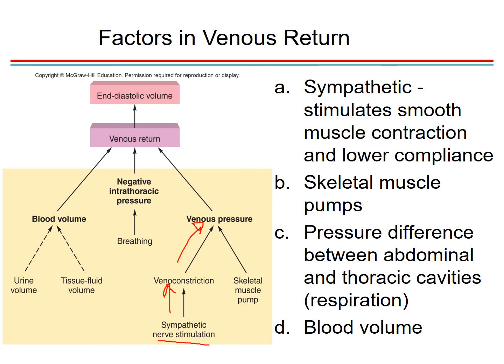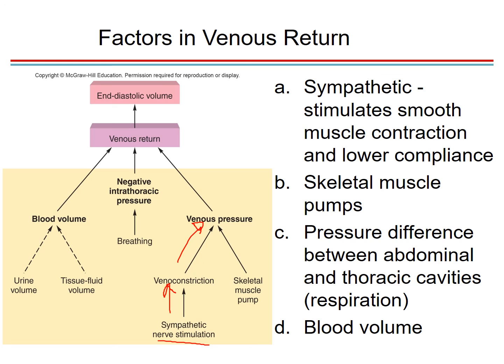So another factor is going to be skeletal muscle pumps that we find within the veins, and so these are going to squeeze the veins during muscular contraction. And then the third one is pressure differences between the abdominal and thoracic cavities. And so contraction of the diaphragm during inhalation is going to increase the thoracic volume and decrease abdominal volume. And so thus creating higher pressure in the abdomen, and it's going to favor blood flow from the abdomen to the thoracic veins.